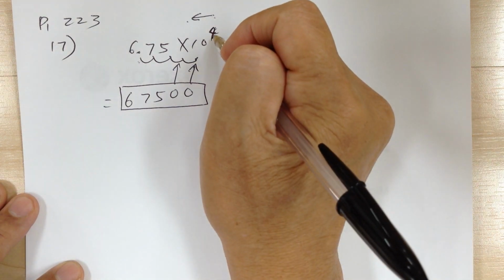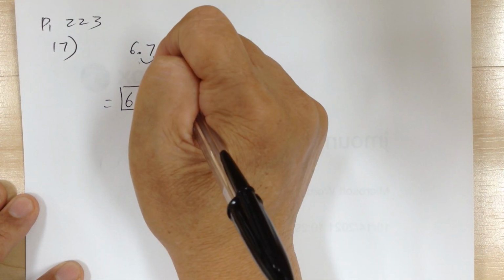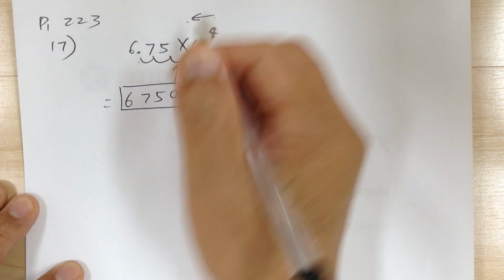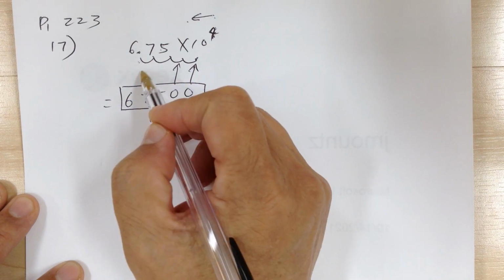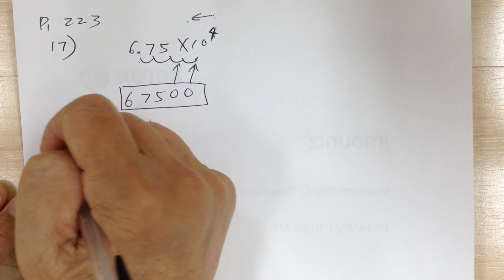Another way to think of it is, if you make this number smaller, you have to make this number bigger by the same magnitude. So make this number bigger by 4. So it'll be 1, 2, 3, 4.